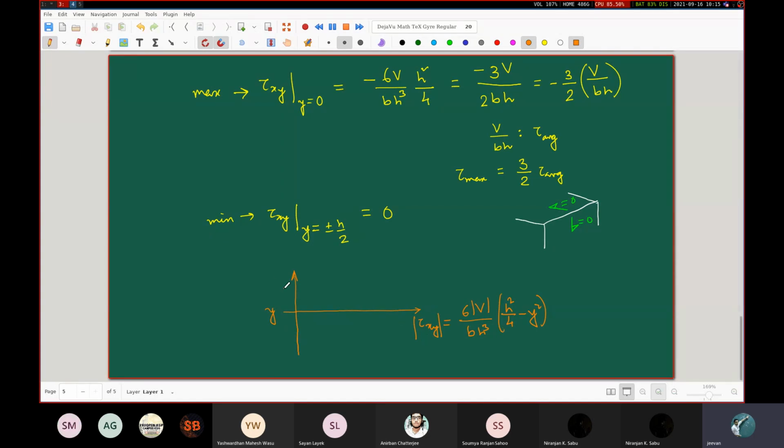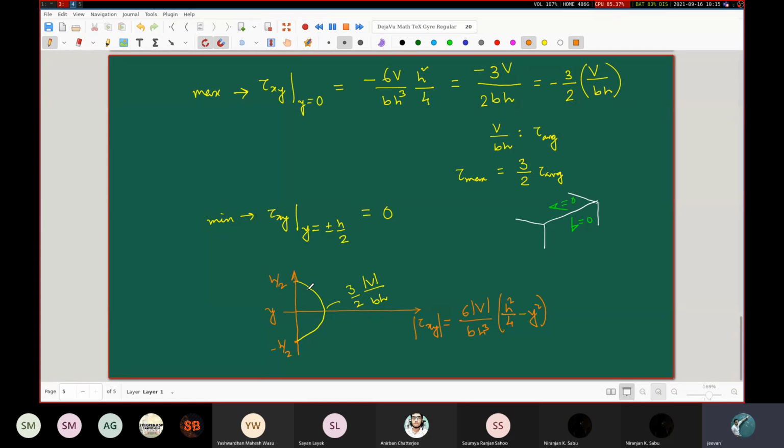So when we plot this thing out here, we are going to obtain a parabolic distribution. This value here is 3 by 2 absolute value of V by BH. This is 0 and this is 0. So this is minus h by 2 and this is of course h by 2.